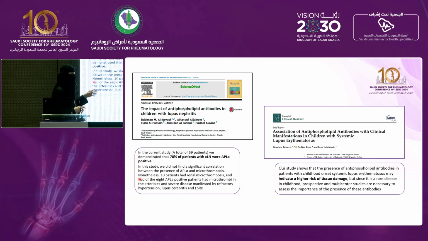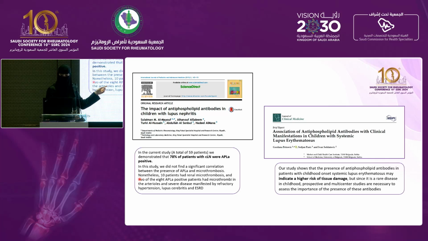This is a study that shows the association of antiphospholipid antibodies with children with SLE. The first one on the left was done by Prof. Al-Mayouf in King Faisal Hospital, and they studied patients with lupus nephritis and the significance of association of antiphospholipid antibodies. There was not much difference between the two groups. However, they found that the small number of patients who had antiphospholipid antibody positivity had more refractory disease and ended up with end-stage renal disease.